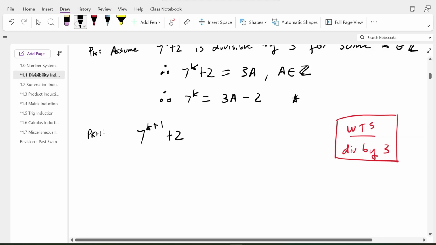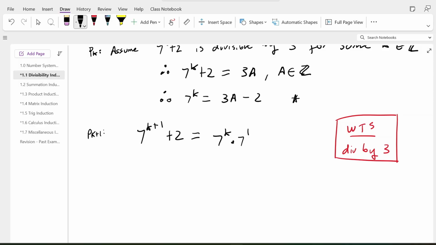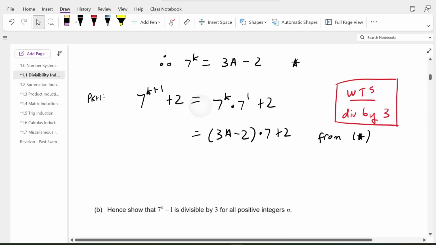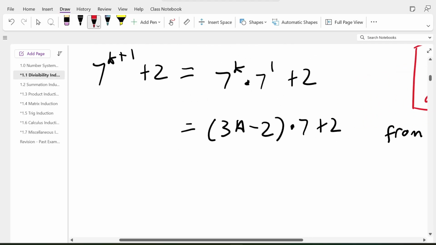Okay, so how do we do this? Well, we just split it up. So it's 7 to the k times 7 to the 1. So that's index laws plus 2. 7 to the k is 3a take 2. And then this can be from star. Now, if you're not familiar with this little dot, quite often the dot there will mean times, so just be aware of that.